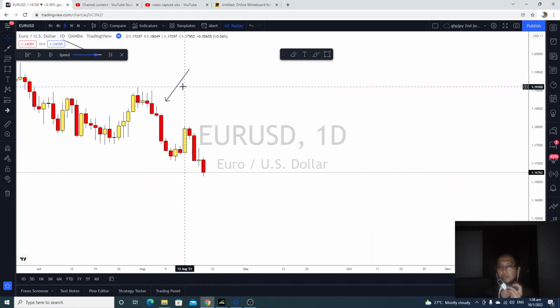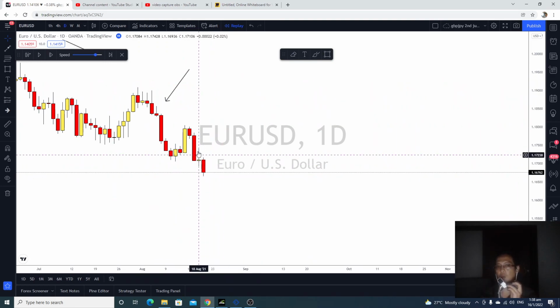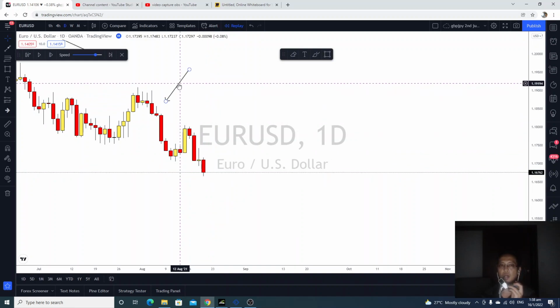So in this case, we want to rule out. If we see the relation, the strong sell momentum, the sell momentum has been reduced. So what are we going to rule out? Rule out sell at this location. Rule out sell.